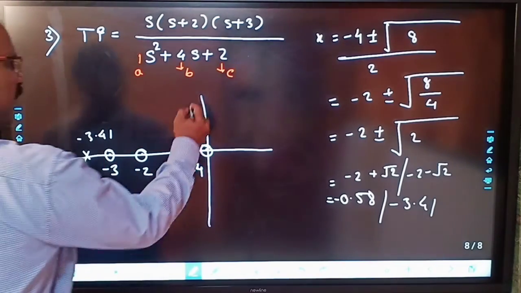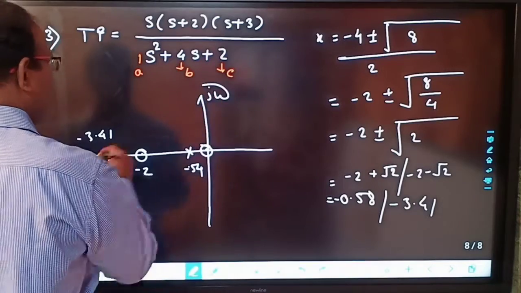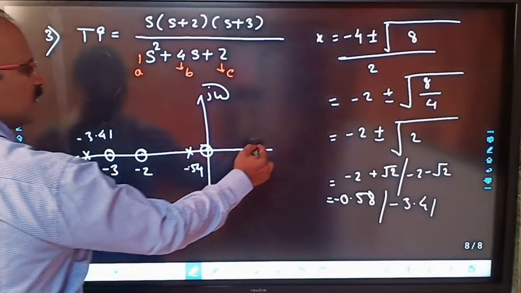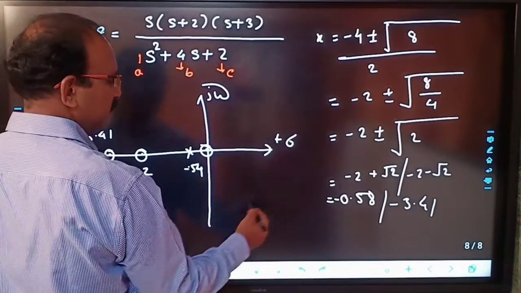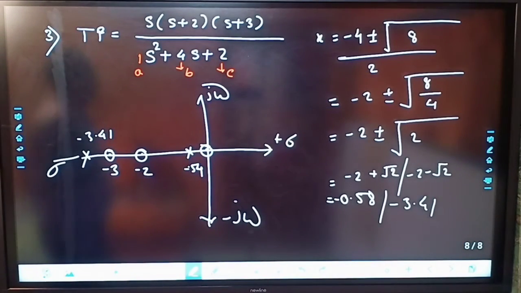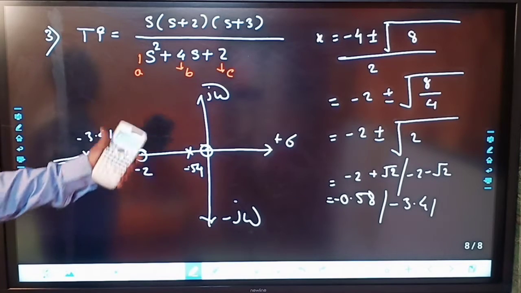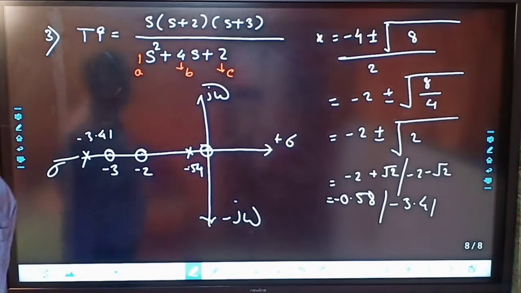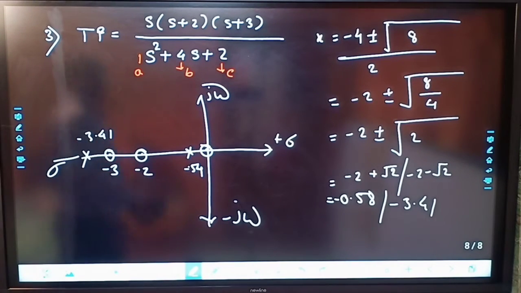The remaining part is the same, like j omega. This is the real axis. This is the positive real axis. This is minus j omega. And this is a very simple part. So the only thing we have to do is solve this. Even on a calculator we can directly solve this. Okay. Now I will consider one more example.